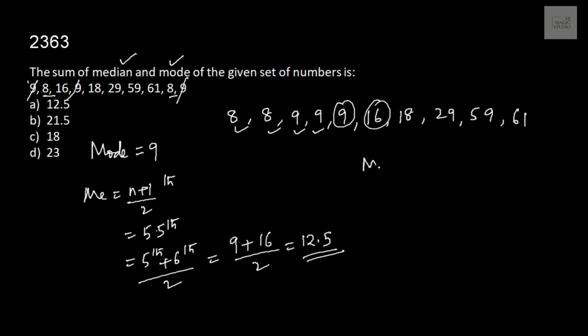Now the question is, what is the sum of median plus mode? Median is 12.5, mode is 9, so that will be 21.5, and this features in option B.